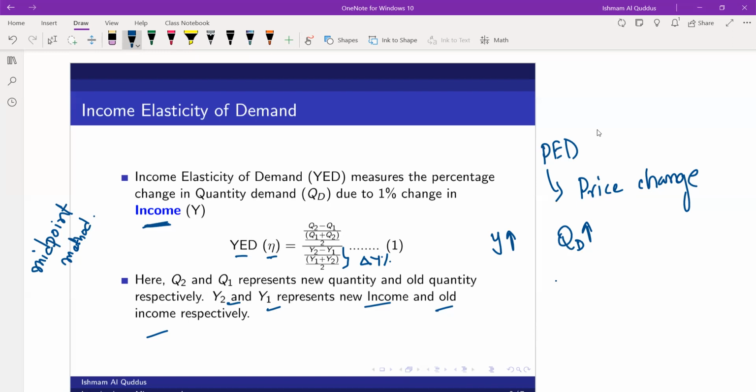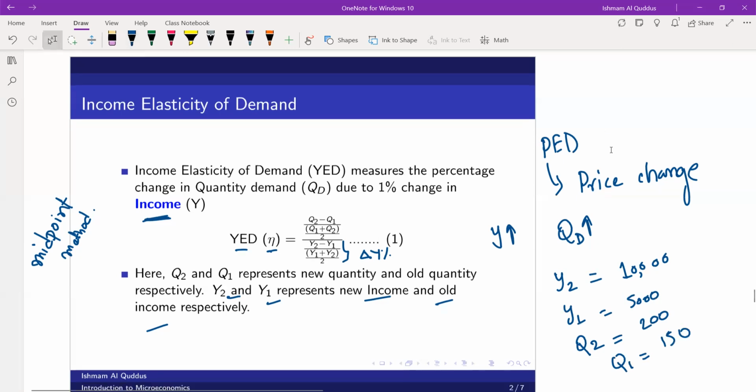So try to do some maths. Let's say Y2, your new income, is 10,000. Your old income, let's say, was 5,000. And let's say Q2 is your new quantity demanded, which is 200, and Q1, your old quantity demanded, is 150. So try to find out the value of YED.